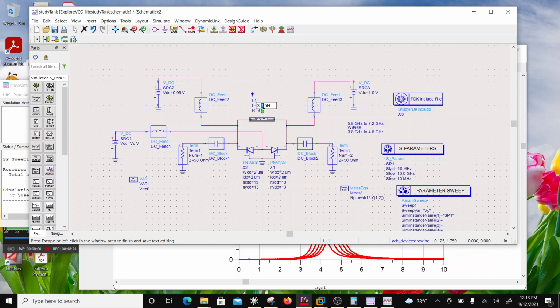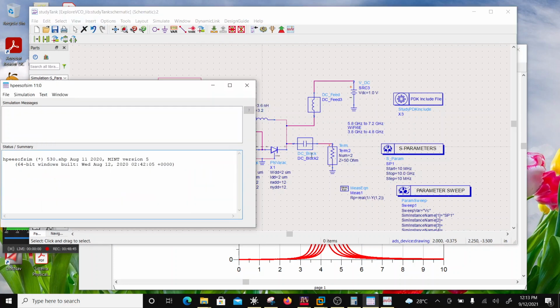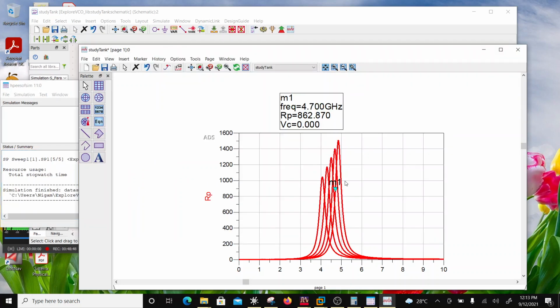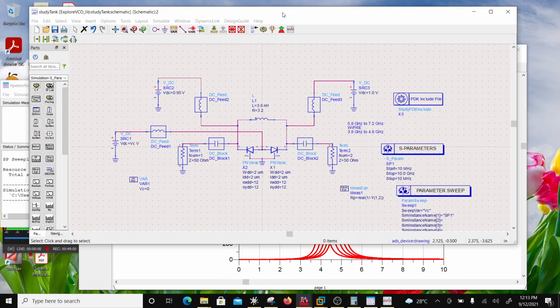Okay, so let's say this is 3.4, and let this be 12, and let this be 12. We were back to where we are. Okay, and I am going to make this as 3.6 again. Simulate this again. Okay, so here is 4.8, and if I put a new marker here, here is 4.4 gigahertz. I want 3.8.